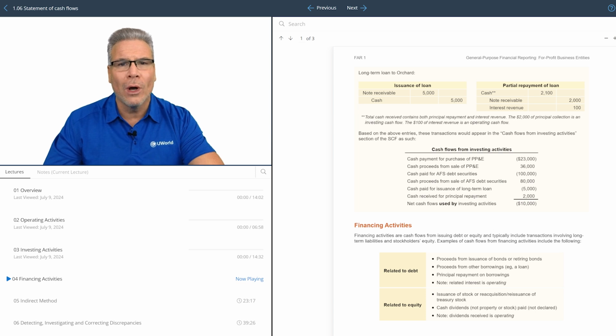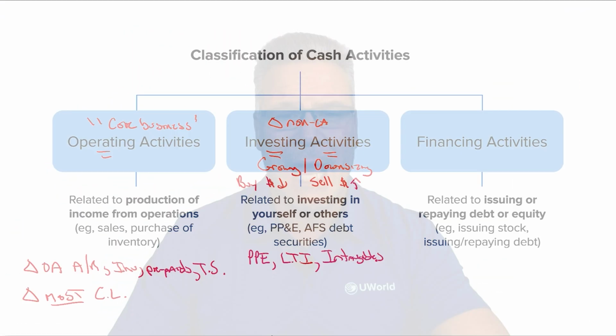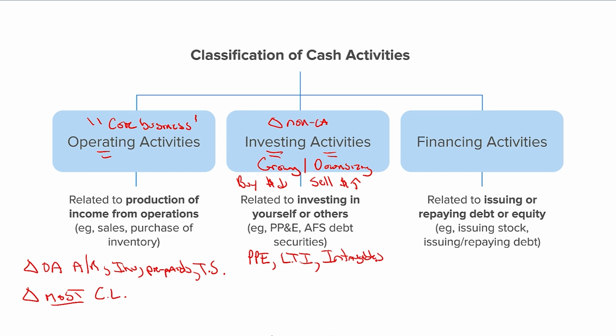Let's go. Let's talk about that cash flowing into your pocket after you're a big-time CPA. Okay, financing. This looks at our capital structure, how we're raising our capital, and in the real world, this has a signaling effect. So are we issuing or are we repaying debt and equity?